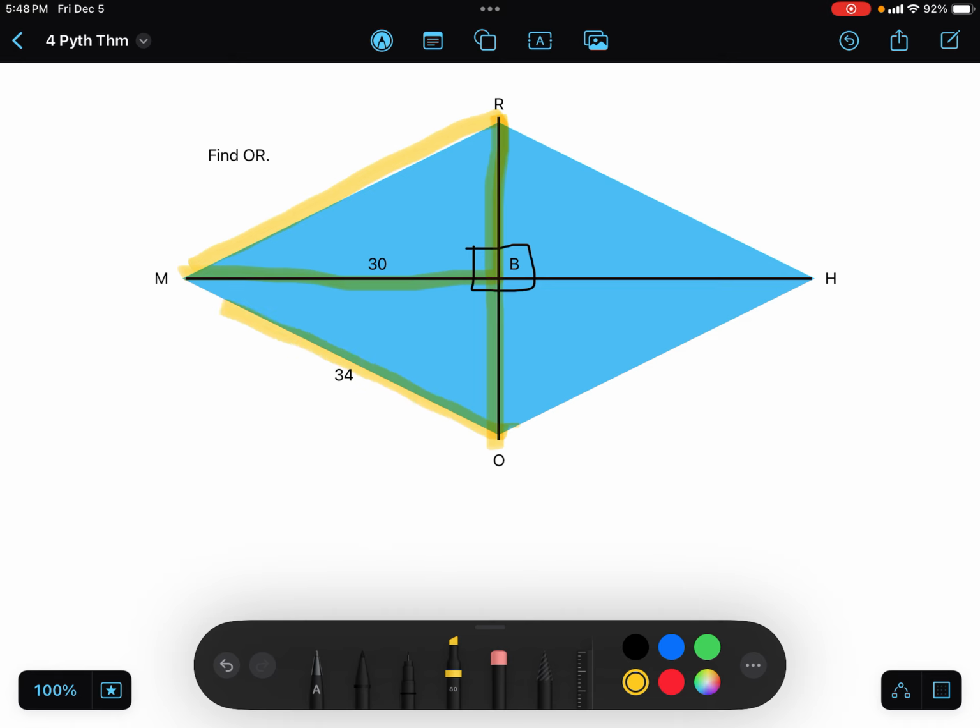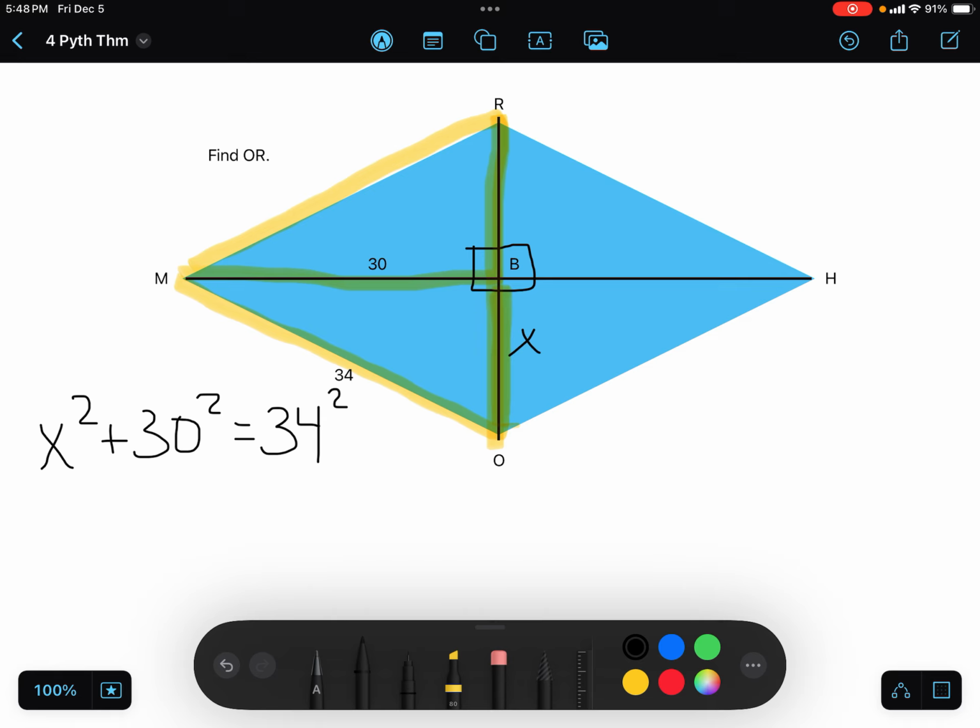well, I'll also highlight this right triangle. It would be really helpful to find this half here, and we can do that with the Pythagorean theorem. So I'm going to make this side here x. Pythagorean theorem says 1 leg squared plus another leg squared equals the hypotenuse squared.